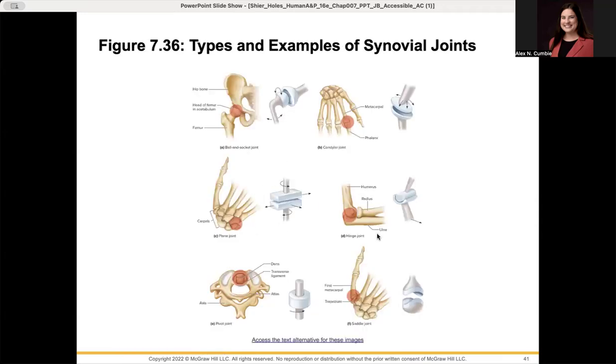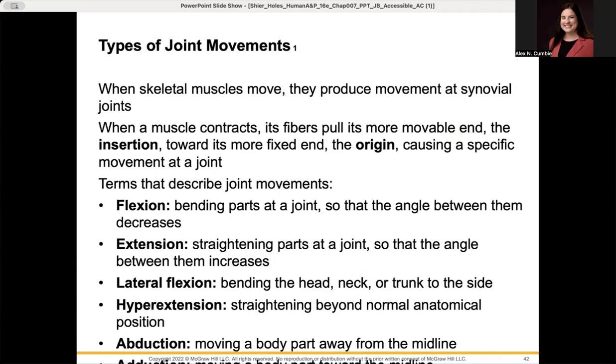You can see some examples here that might help it a little bit. But what I really want to get to, and this is what you're mostly going to be tested on for your quiz, is the types of joint movements.